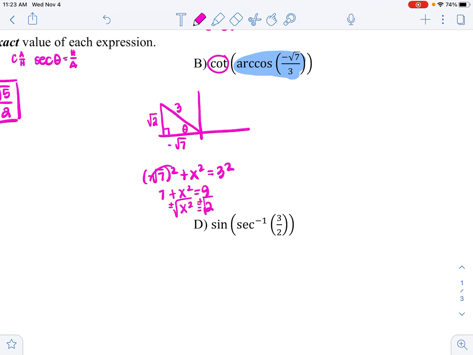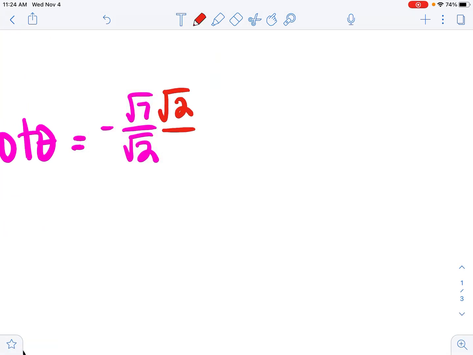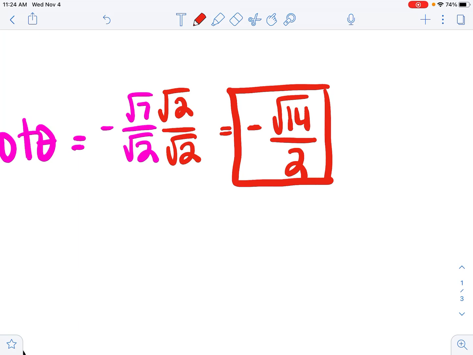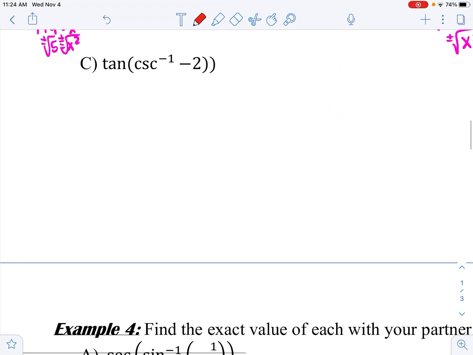Okay, so now I'm going to look to see what I need. I need cotangent. Cotangent is the reciprocal of tangent. Tangent is opposite over adjacent, so this is adjacent over opposite. So cotangent of theta is adjacent, which is negative root 7, so I'm going to put the negative in front, over opposite, which is root 2. I can't leave my answer like that because it's not rationalized. So I'm going to rationalize by multiplying by root 2 over root 2. And I get negative root 7 times root 2 is root 14, over root 2 times root 2 is 2. If I could simplify negative root 14, I would, but I can't because there is no perfect square in there.